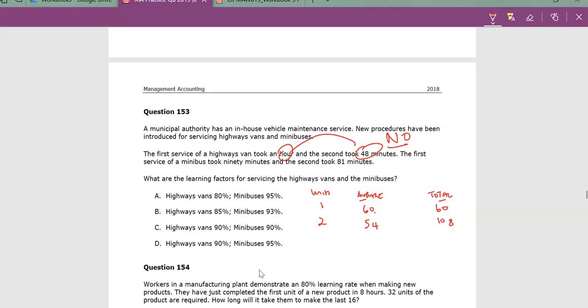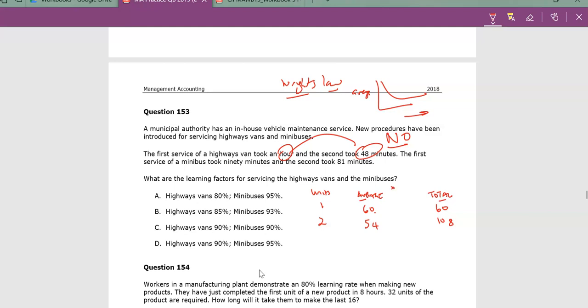The learning rate was observed on... It's actually called Wright's law, and it's to do with averages. It's the average. It's averages, right? So as output increases, average time falls. So this is the theory. It's about averages. I keep emphasizing that.